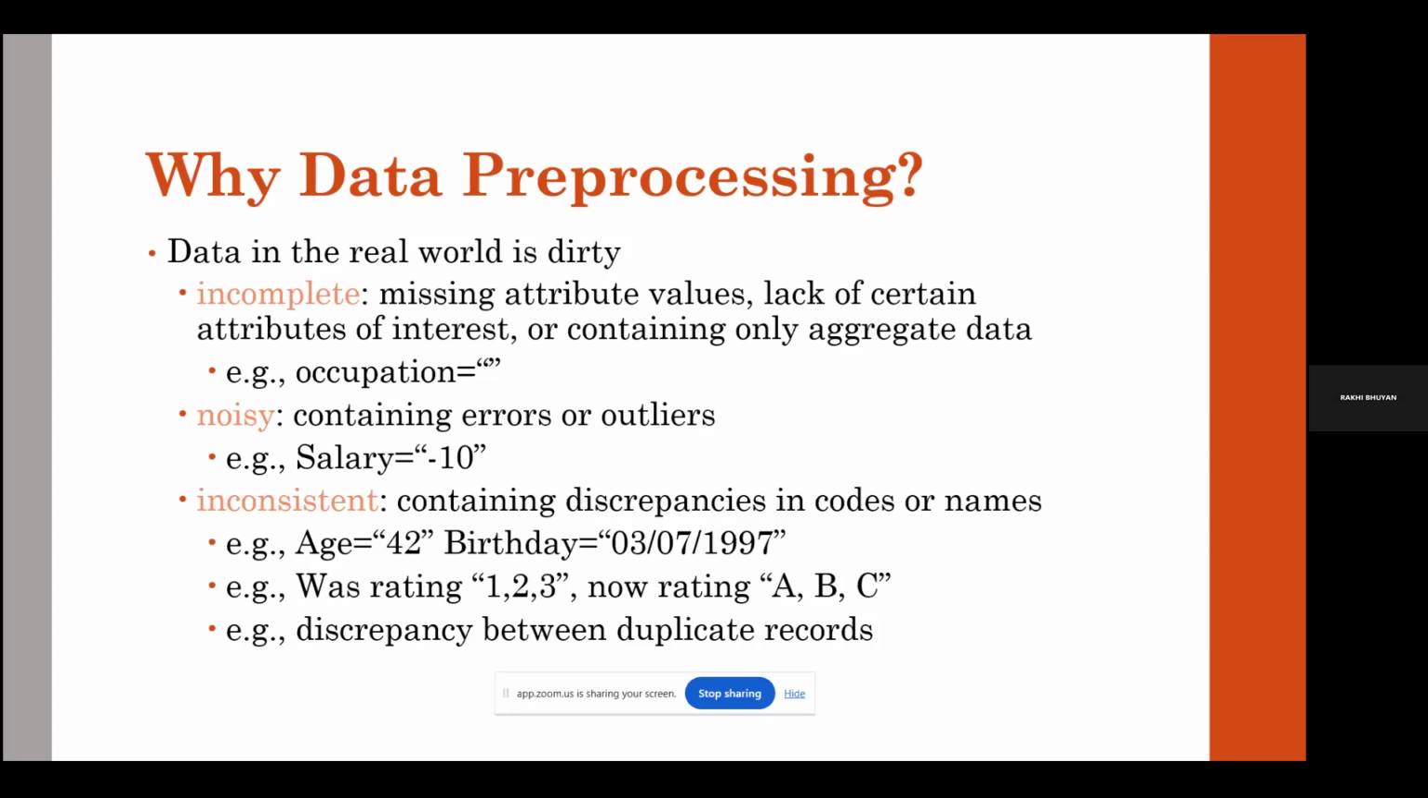In the real world, data does not come to us in a clean or ready to use form. Okay, the data may be incomplete, noisy, inconsistent. So incomplete means it has missing attribute values, lacking certain attributes of interest. Like here, the occupation is blank, so it is incomplete. It is missing a value. And noisy means containing errors. That is, salary. Can salary be -10? Obviously no. So it is noisy data.